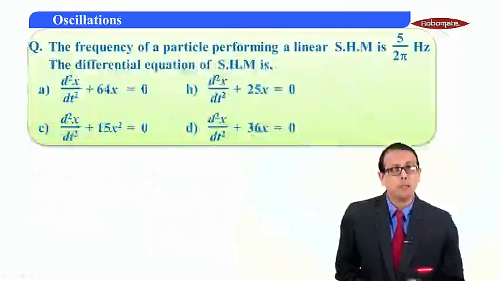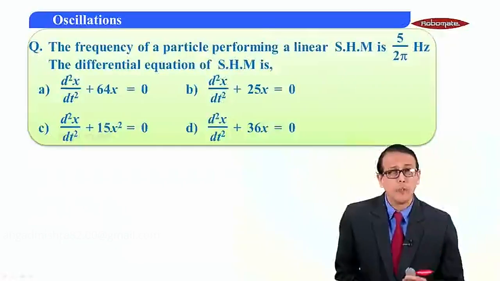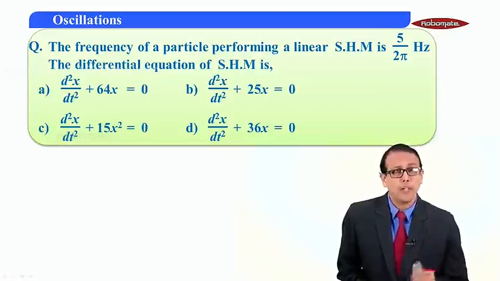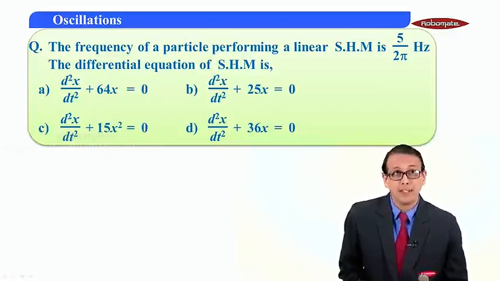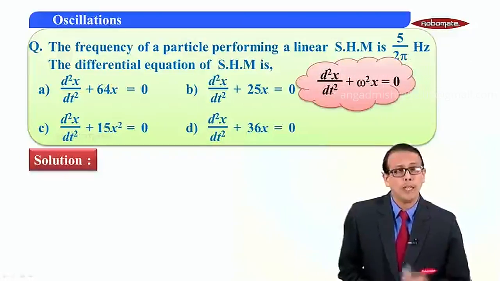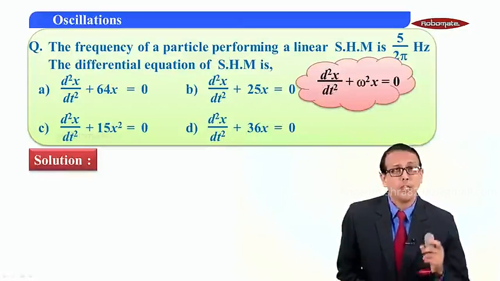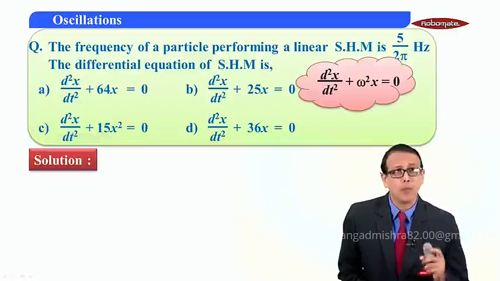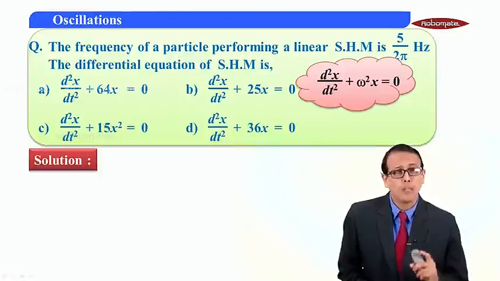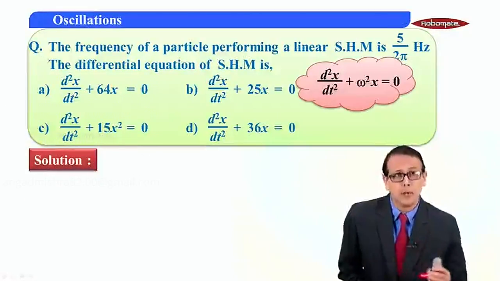Let's move ahead, students. The frequency of a particle performing a linear SHM is pi upon 2 pi hertz. The differential equation of SHM is, and 4 options are given to us. Now how do you go ahead? Now students, first of all recollect the standard differential equation is d square x by dt square plus omega square x is equal to 0. Now if you look at all 4 options, the first term is d square x by dt square, which matches with the standard form.